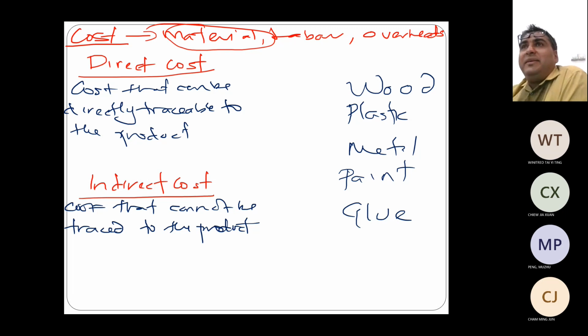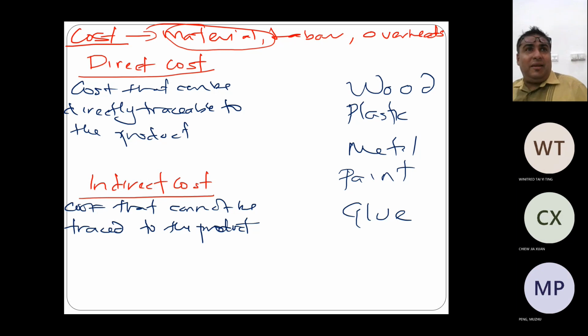That metal needs to be painted. Yes or no? I buy one whole drum of paint, and that whole drum of paint is 100 ringgit. Now I'm going to paint that particular metal piece. How do you paint? Take a brush and paint. Can you determine how much paint you have used? You can't. Correct. So can you trace the cost of the paint to the table? No, right? That becomes indirect material, indirect cost.